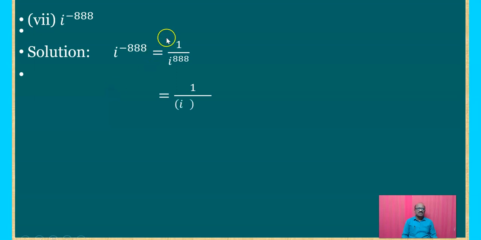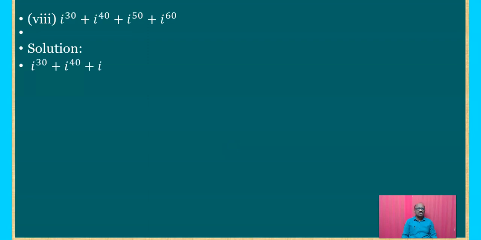Next is i^-888. It can be written as 1 upon i^888, that is (i²)^444. i² is -1 and (-1)^444 is +1. Therefore the answer is 1.